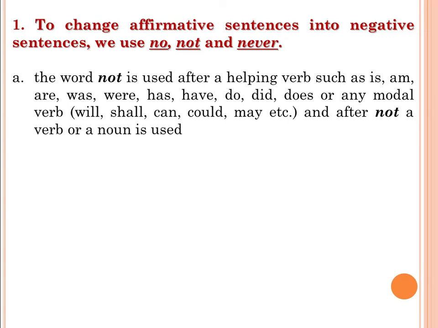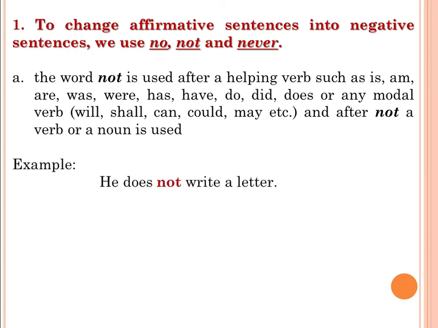The word not is used after a helping verb, as we discussed earlier in the previous video, such as is, am, are, was, were, has, have, do, did, does, or any modal verb, which includes will, shall, can, could, may, might, etc. And after using the word not, we have to use a verb or a noun. Let's see the example for this.